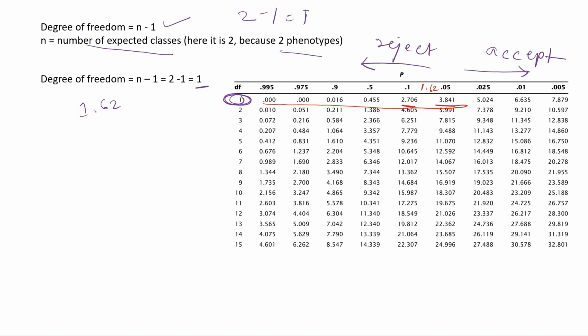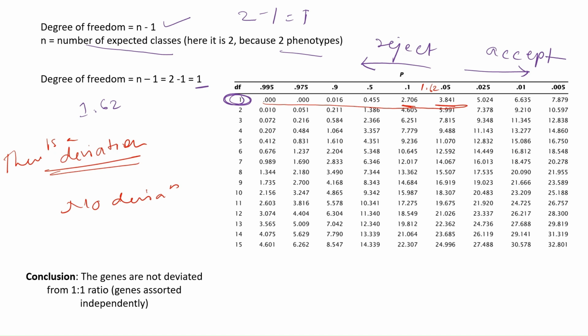What I said, towards the left we have to reject the hypothesis. What was our hypothesis? That there is a deviation. With this hypothesis, we started that there is a deviation. But we have to reject the hypothesis. That means no deviation. So the conclusion is the genes are not deviated from 1:1 ratio.